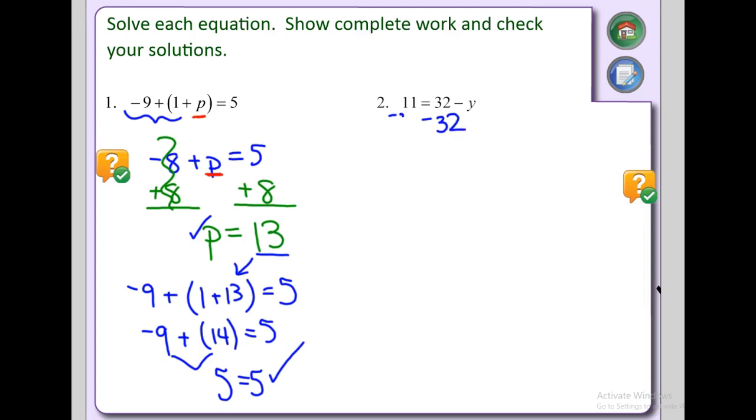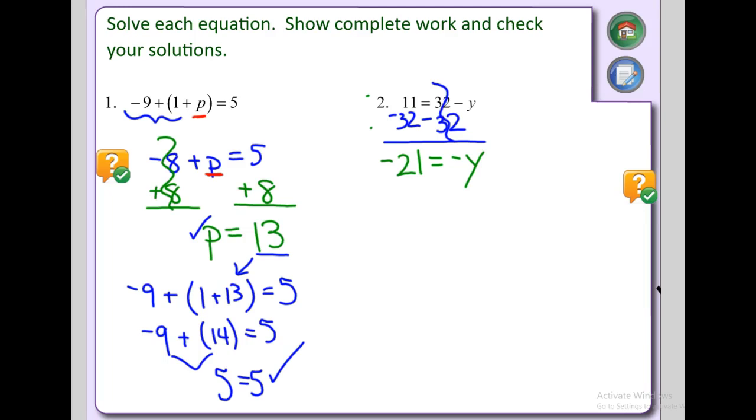Remember our subtraction property of equality? What I do to one side, I do to the other. And so now these are going to cancel. Oh, but if you look, these are opposite signs here. If they're opposite signs, what do we do? Nice, subtract and put the sign of the greater. All right, so we've got negative 21 equals negative y.